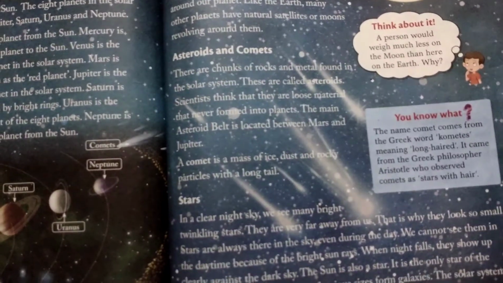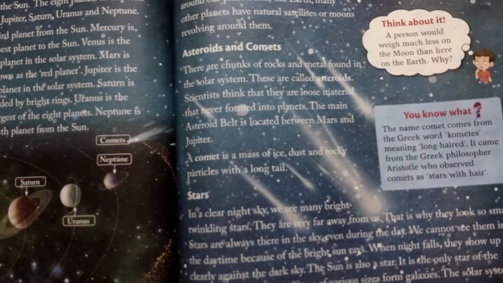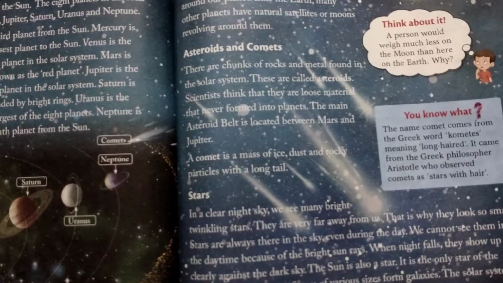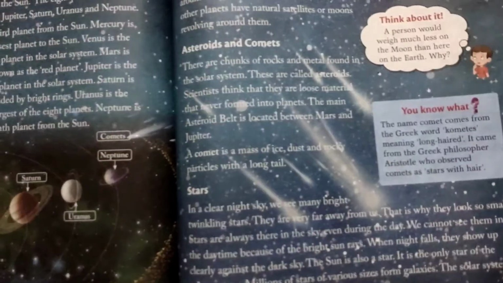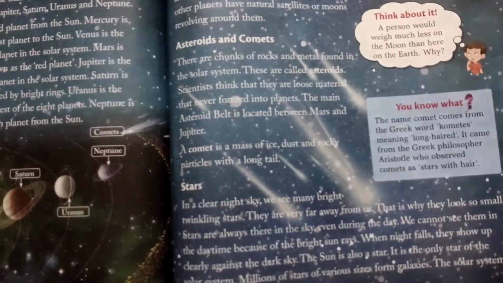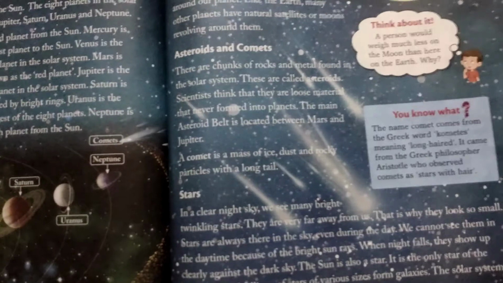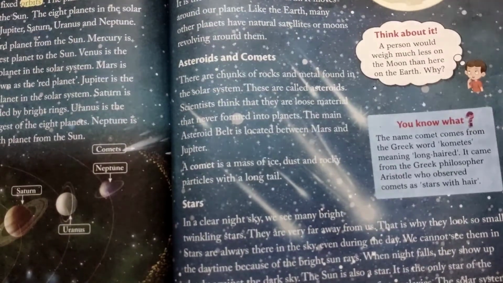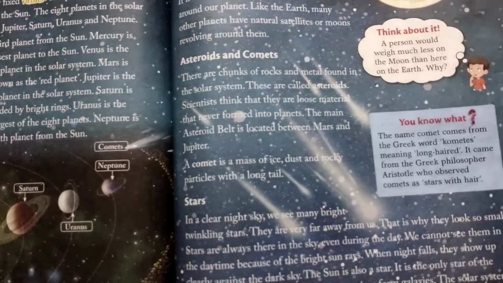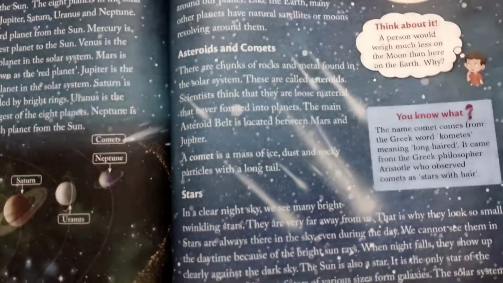Next we have the comet. A comet is a mass of ice and dust and rocky particles with a long tail. This comet is a very huge mass of ice and dust. Ice, dust and rocky particles are mixed and make a very huge structure. That is the comet, and the comet has a very long tail with it.